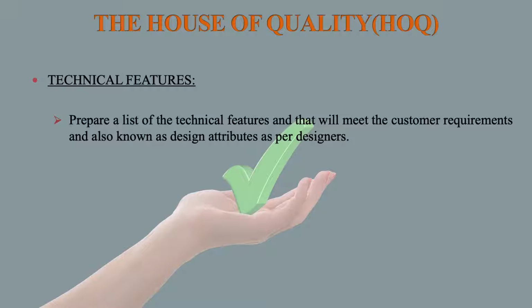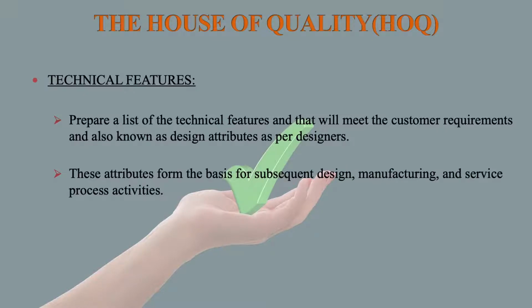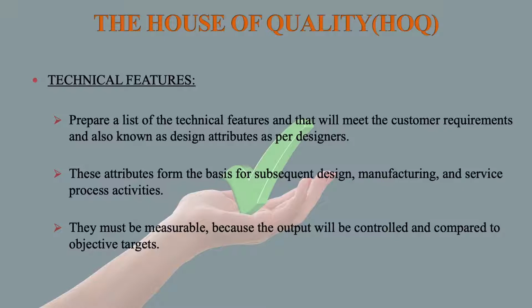known as design attributes as per designers. These attributes form the basis for subsequent design, manufacturing and service process activities. They must be measurable because the output will be controlled and compared to the objective targets. So some targets will be there. So first, whatever we have identified through these processes, QFD, house of quality processes, that requirement should be compared with the targets we planned. So that is the technical features of a house of quality.